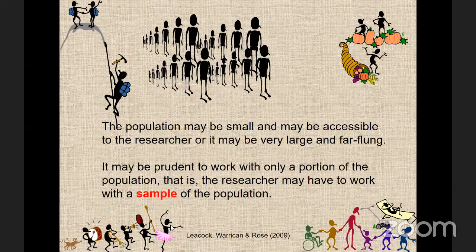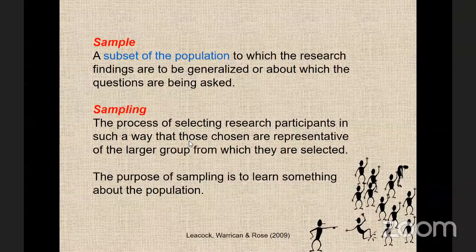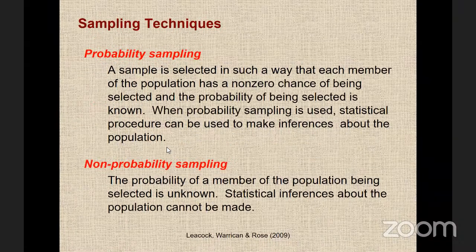And the idea is that usually you just take a sample. The process of selecting that sample is called sampling. And we know there are two types, probability and non-probability. Generally speaking, if we're talking about quantitative research, probability sampling is better than non-probability. Actually, in qualitative research, we basically use non-probability sampling.